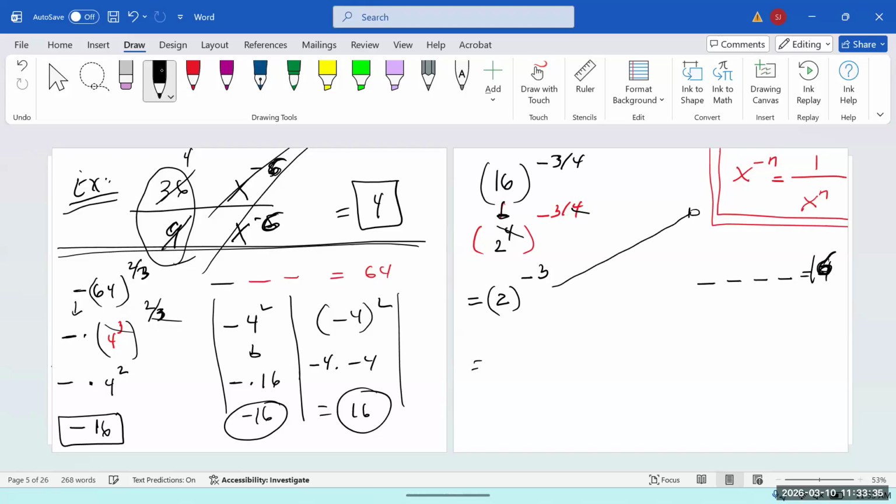And now we use this rule. What is 2 to the negative 3? 1 over 2 to the positive 3. And then we go to 2 times 2 times 2. What is 2 times 2 times 2? 8. So it's a fraction, 1 over 8. So anytime you have a negative power, your answer has to be a fraction if your whole number is inside the base.